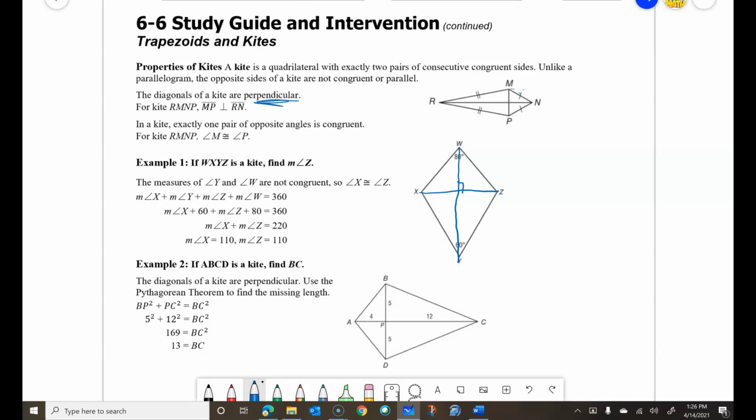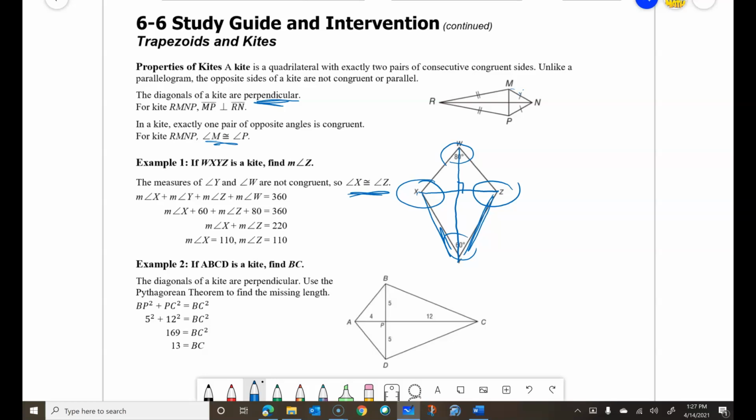Okay, and it's also going to have exactly one pair of opposite angles that are equal to each other, and it's usually pretty easy to see which angles are equal to each other because they're the ones that are going to be opposite, on the uneven side here. Like if I have 80 and 60 here, I can see these segments here are much longer than these. So the opposite angles that are going to be equal in this situation are going to be X and Z.